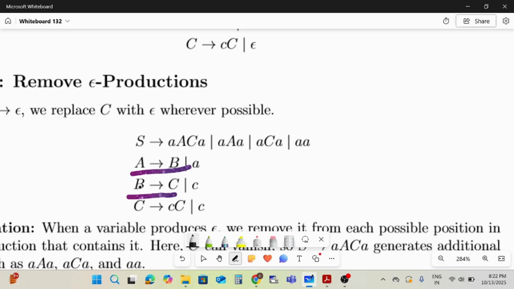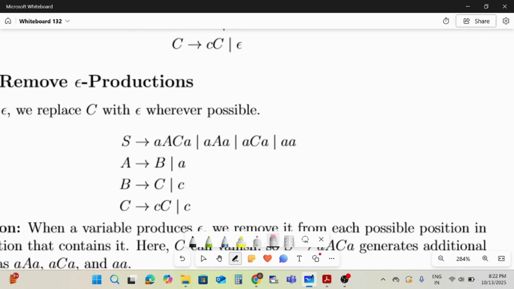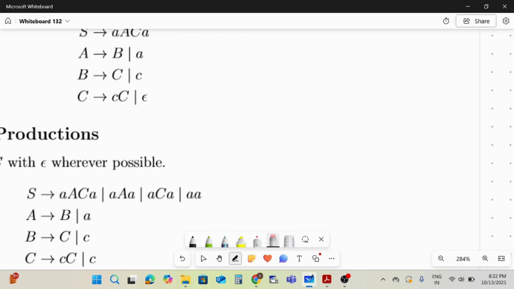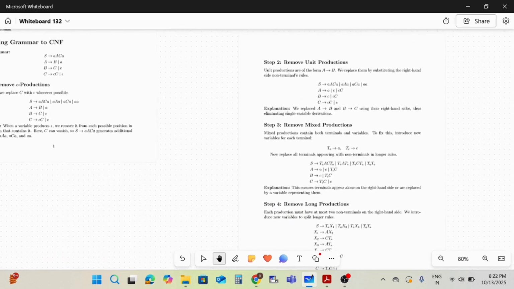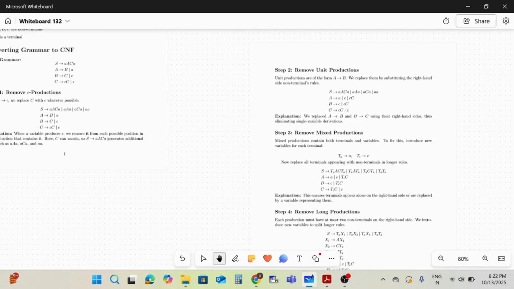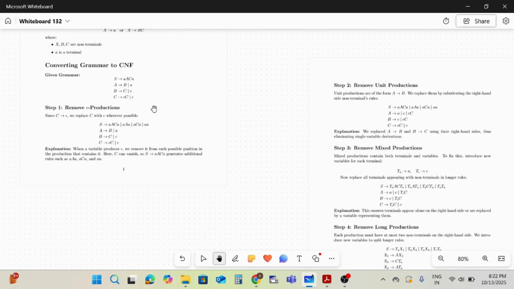In a similar fashion, B also tends to C. This has to be removed, which means we will see what production it is taking. It is taking the production C tends to CC or c. So substitute the unit characters with their productions. Let us see how we should remove those productions. Unit production, how we should remove. So here you can see the example.